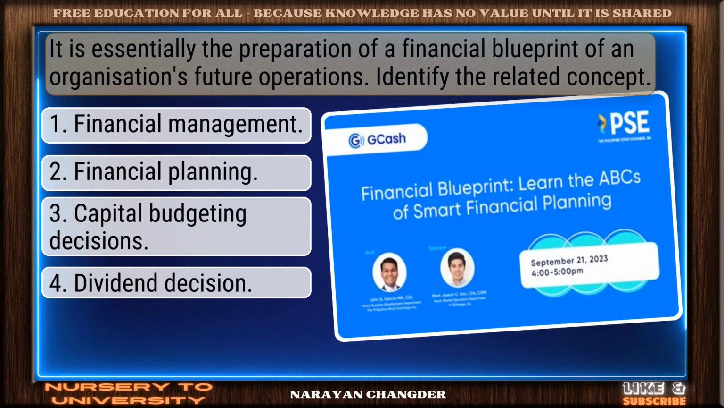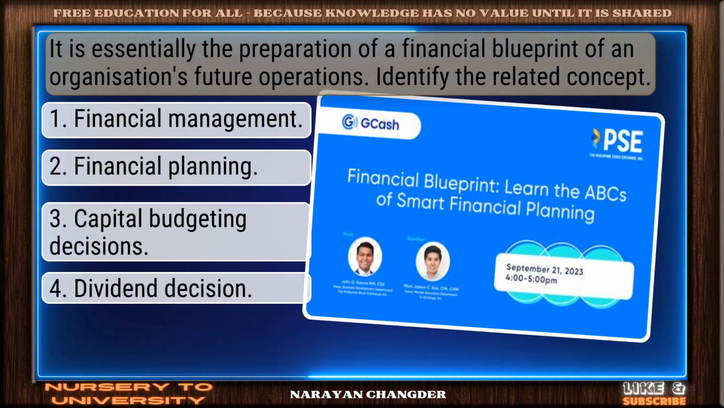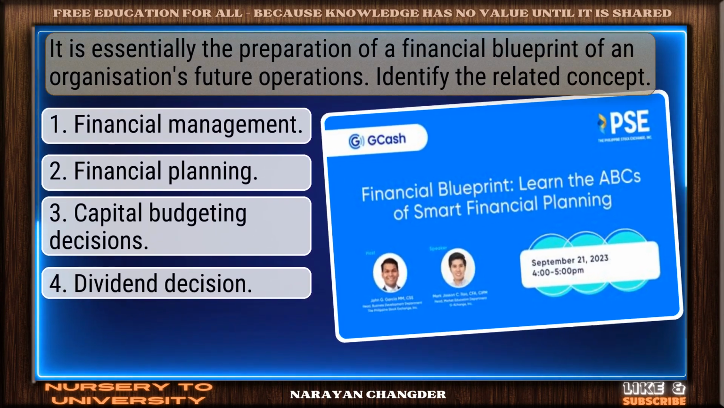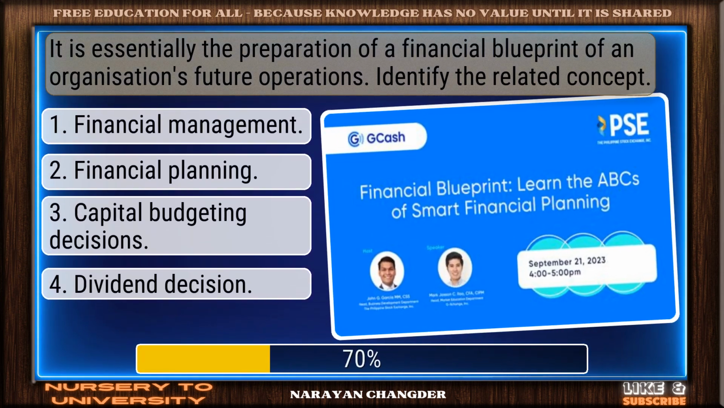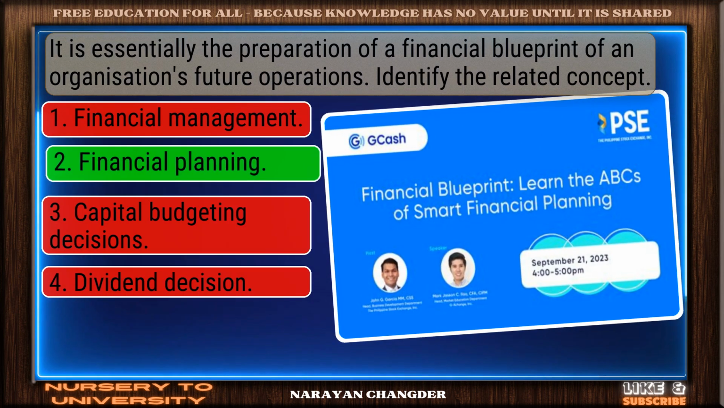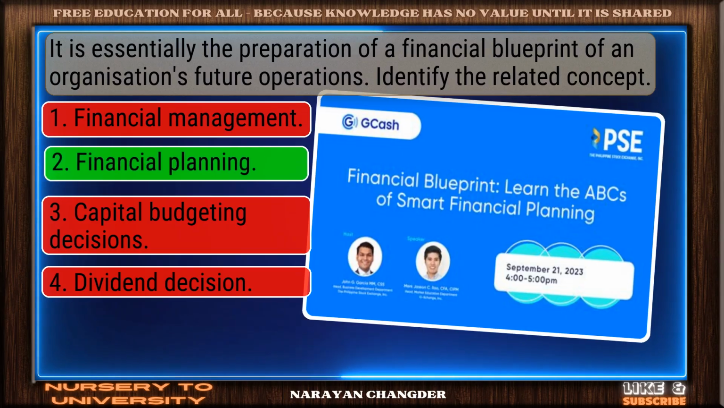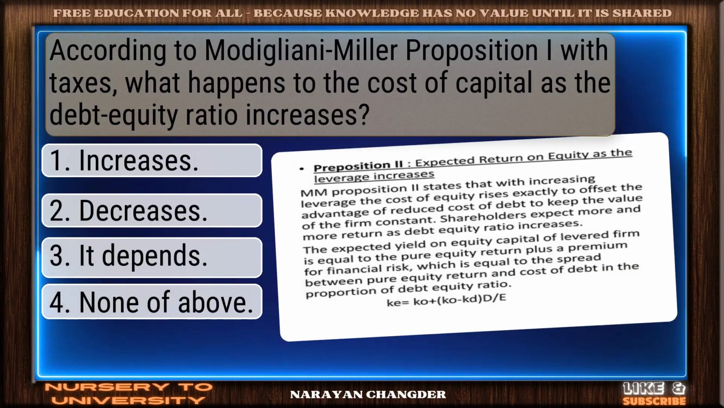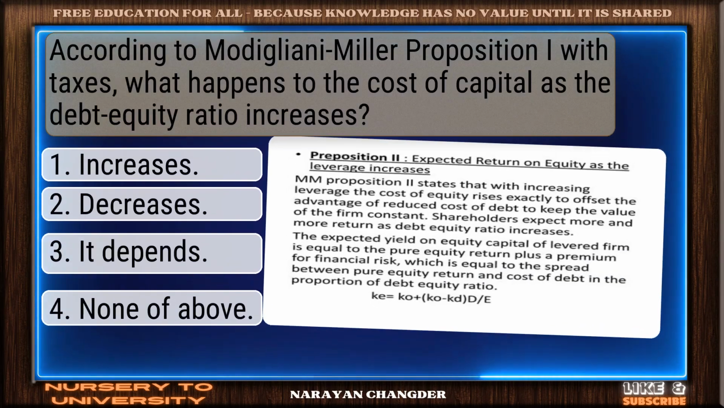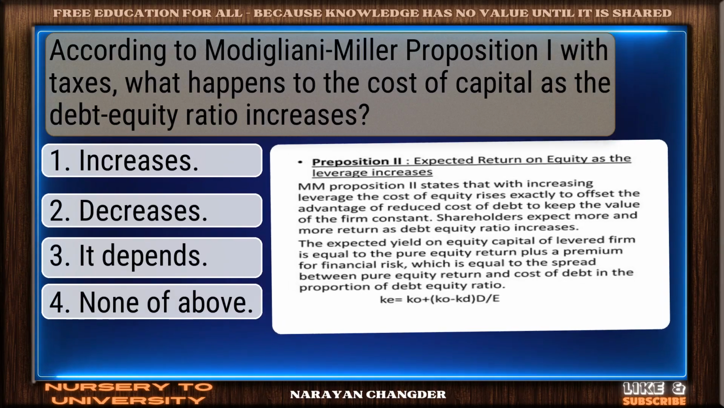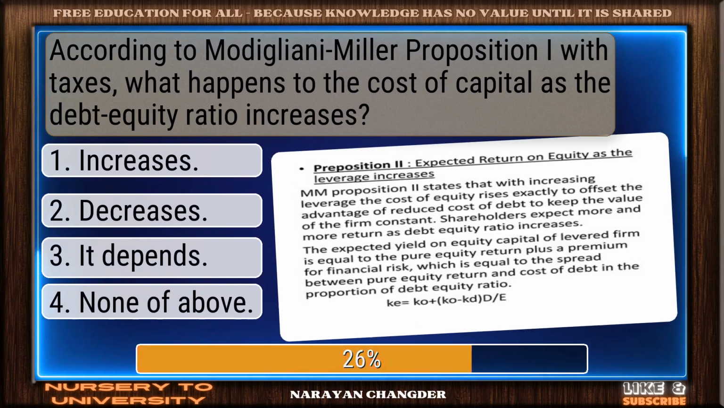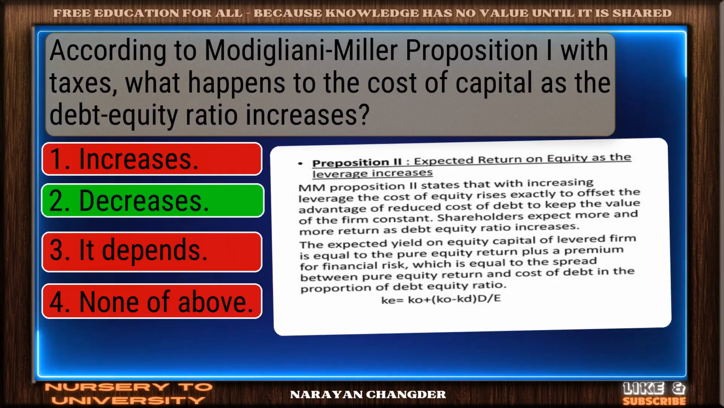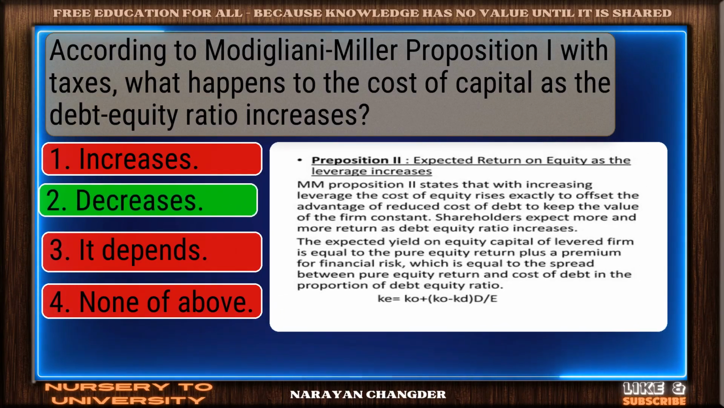It is essentially the preparation of a financial blueprint of an organization's future operations. Identify the related concept. Smart move. Financial planning is an accurate answer. According to Modigliani-Miller proposition I with taxes, what happens to the cost of capital as the debt-equity ratio increases? Correct. Decreases is the right answer.